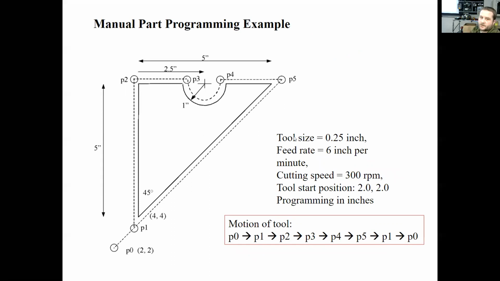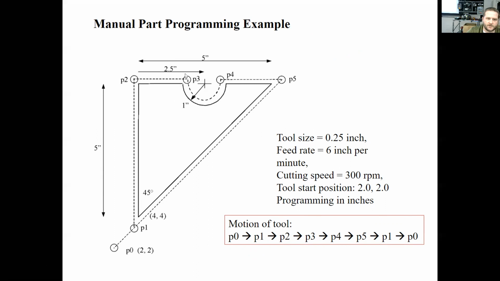Pretty simple, right? Here's where it gets a little tricky. Now we're dealing with tool size, 0.25 of an inch, feed rate, 6 inches per minute, cutting speed, 300 RPM, tool start position, 2, 2. That's right here. And our programming is in inches. Okay, so we're going to cut this solid line piece out. We have to put the tool in the path of the dotted line. So now that the tool size comes into play here, it doesn't get so simple anymore.